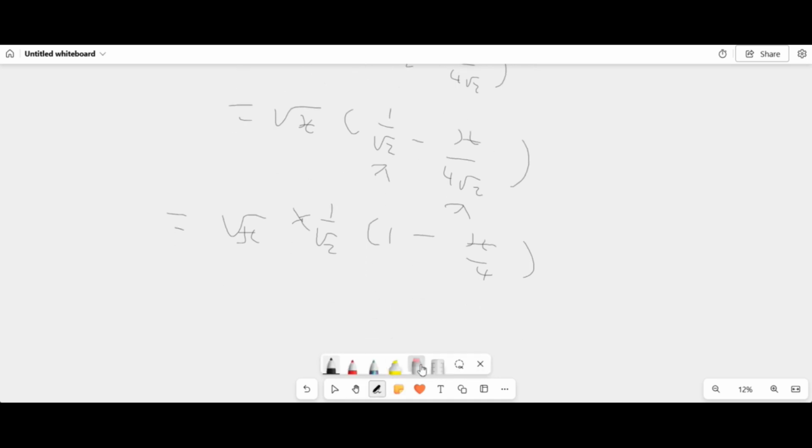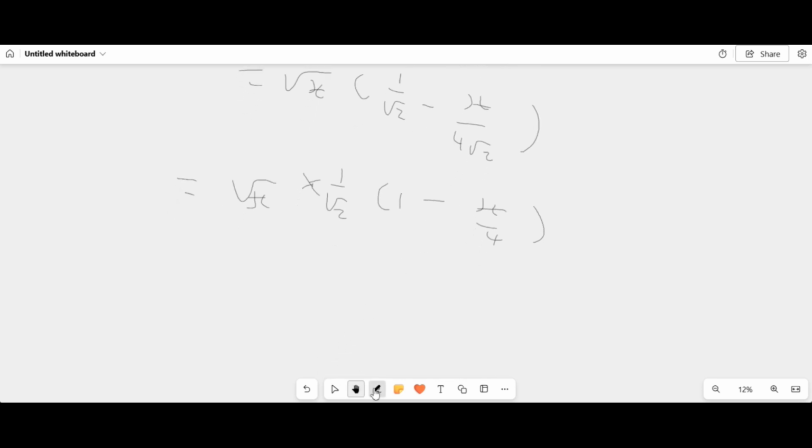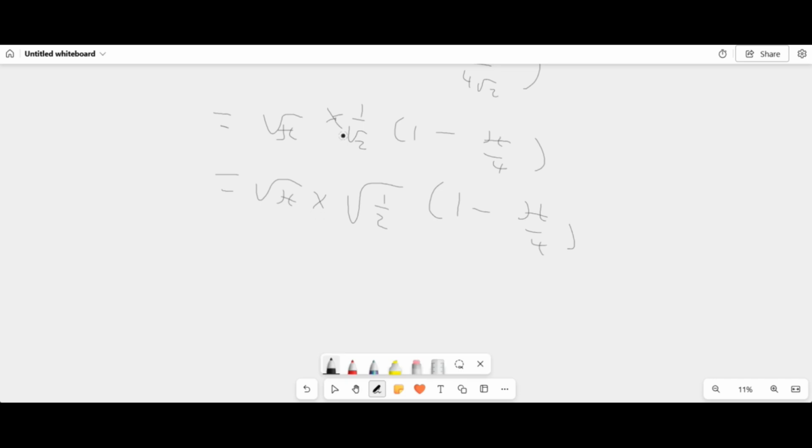Alright. And now I can simplify this. Root pi times 1 over root 2 is the same as root of 1 over 2 times pi, so root pi over 2, times 1 minus pi over 4. Because of that, you can put this in a calculator as well and it'll give you the same answer. Just do root pi times 1 over root 2. Or you can do it like this: pi times 1 over 2 makes one big root, so pi over 2. So you get this, and now 1 minus pi over 4.